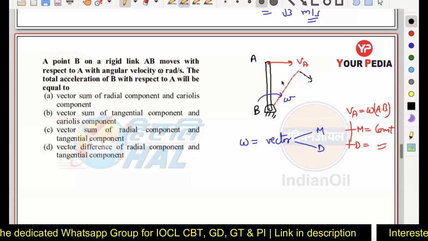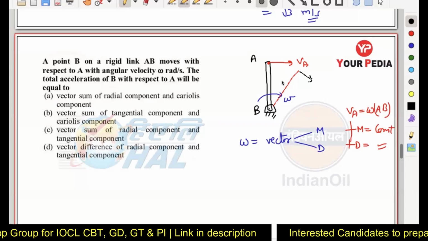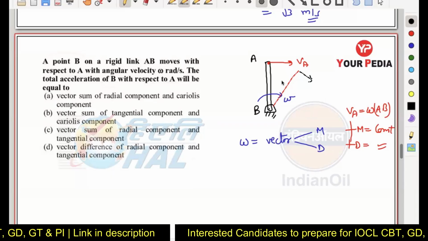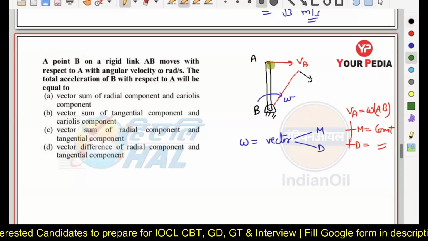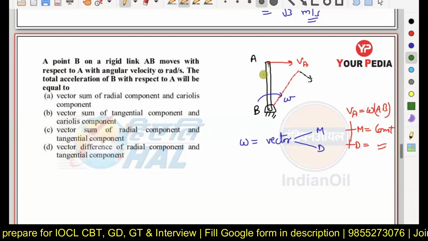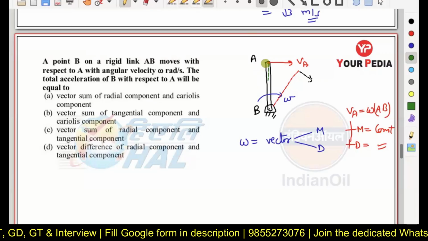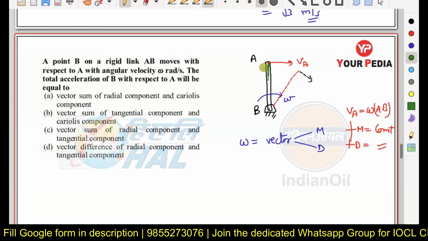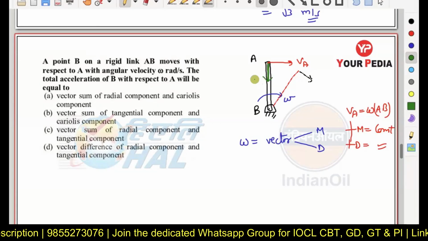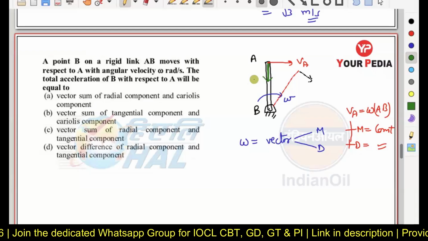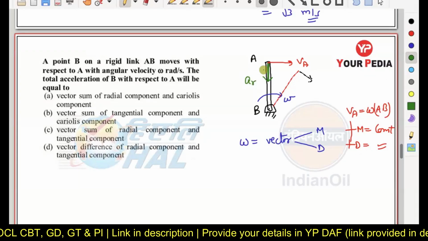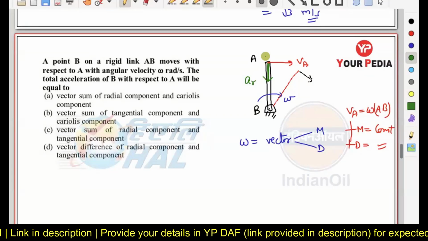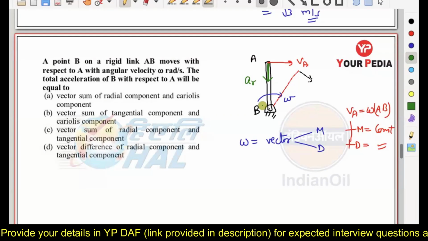Due to the change in direction of the velocity, we are going to have a radial acceleration, which is also known as the normal acceleration. Whenever a link is rotating, the velocity direction is always going to change, no matter whether omega is constant or changing. So we have a radial acceleration along the length of the link, acting toward the center.